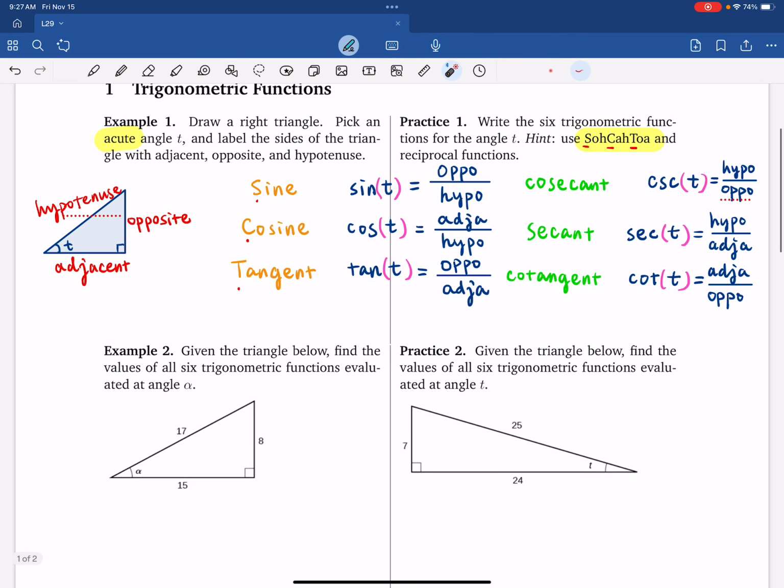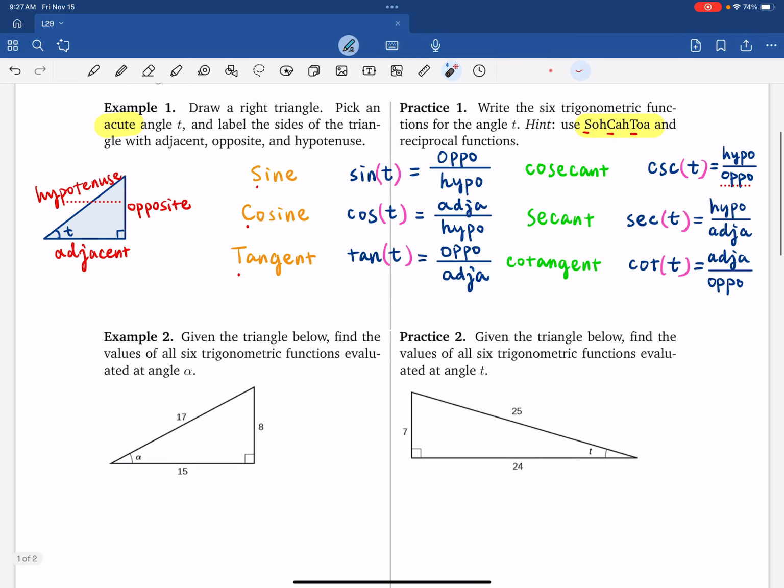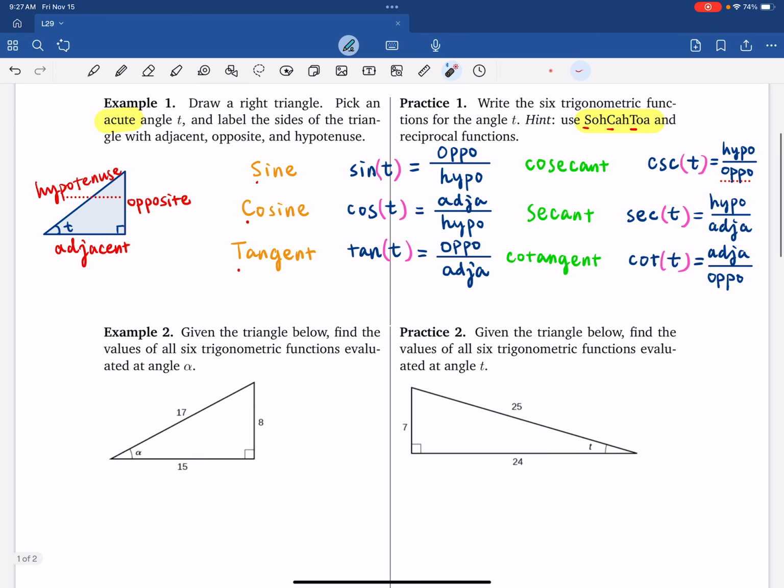Okay, moving on to example 2. Given the triangle below, find the values of all 6 trigonometric functions evaluated at angle alpha. Let's first locate angle alpha. We have a right triangle. Angle alpha is right here. And I'd like you to label this right triangle with adjacent, opposite, and hypotenuse. So you could pause the video, do the label first, and then restart, see if you labeled it correctly.